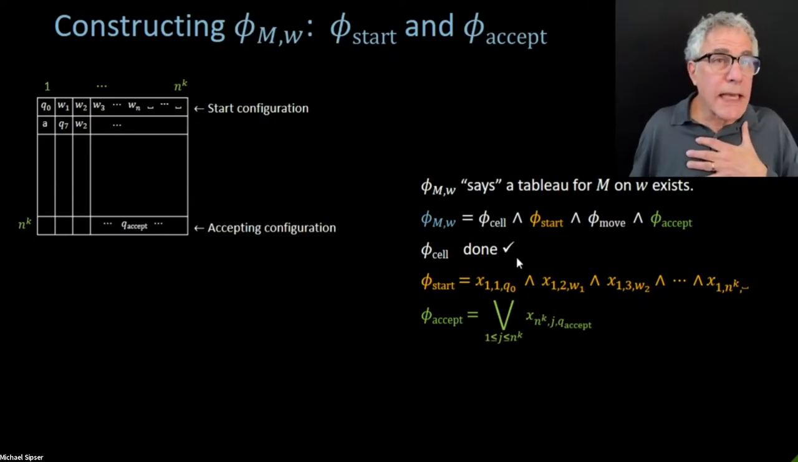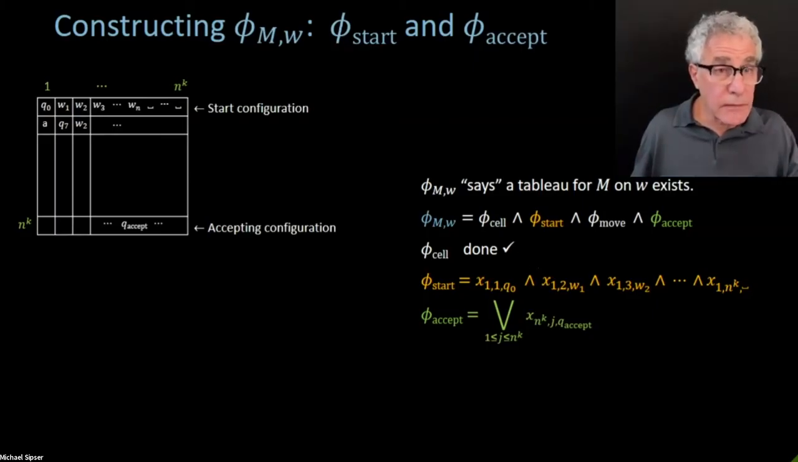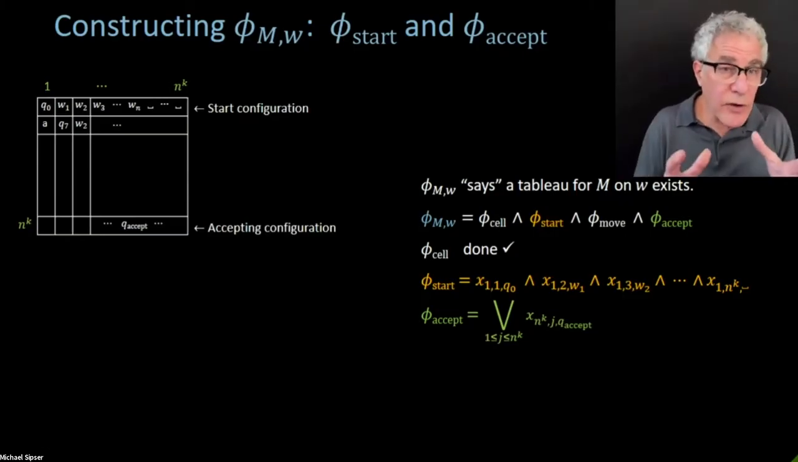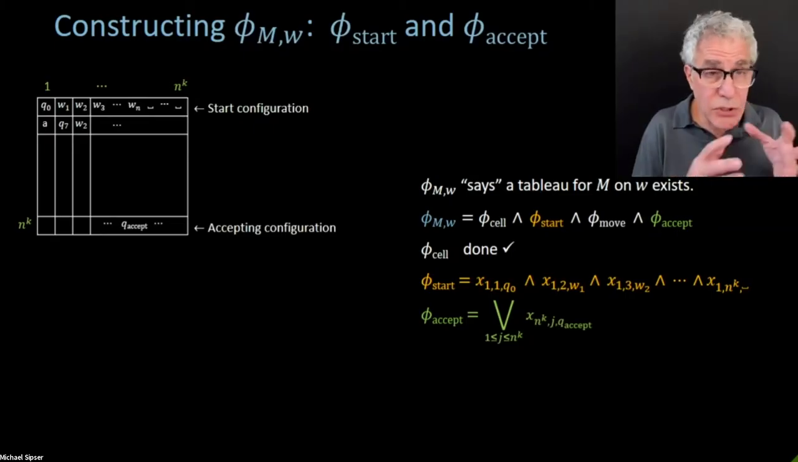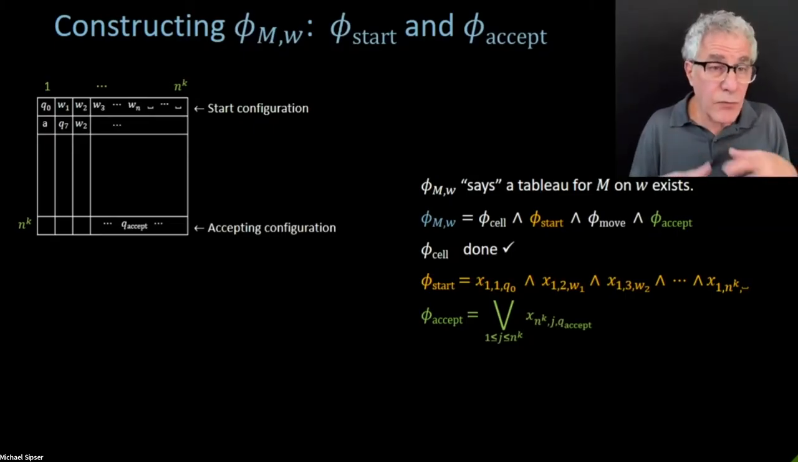Okay, so phi cell says there's exactly one symbol per cell. The variables are set in a way, thinking of them as indicator variables, so there's exactly one variable set to true in each cell. So there's exactly one symbol per cell. That's what phi cell tells you. If you don't have that, then you have a mess. So you've got to start with that. And then the other things are going to be additional conditions, which when satisfied, are going to enforce the rest of the properties that we want.